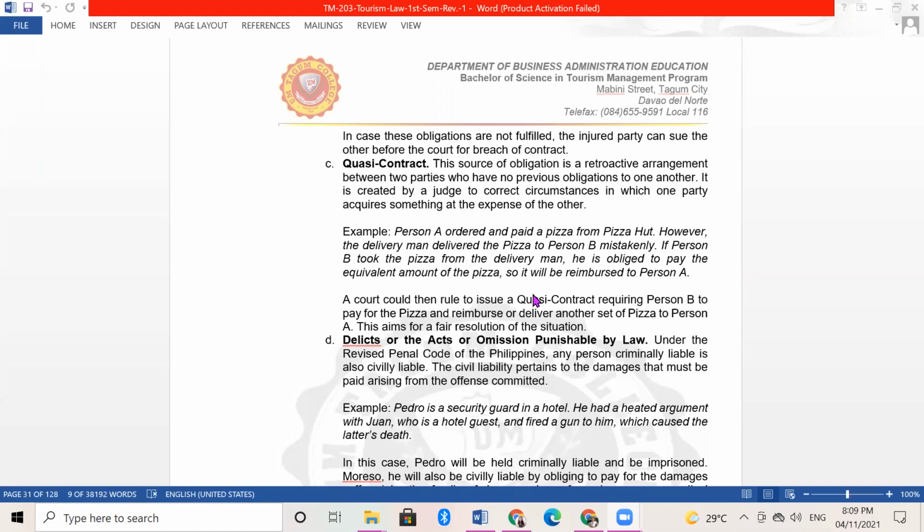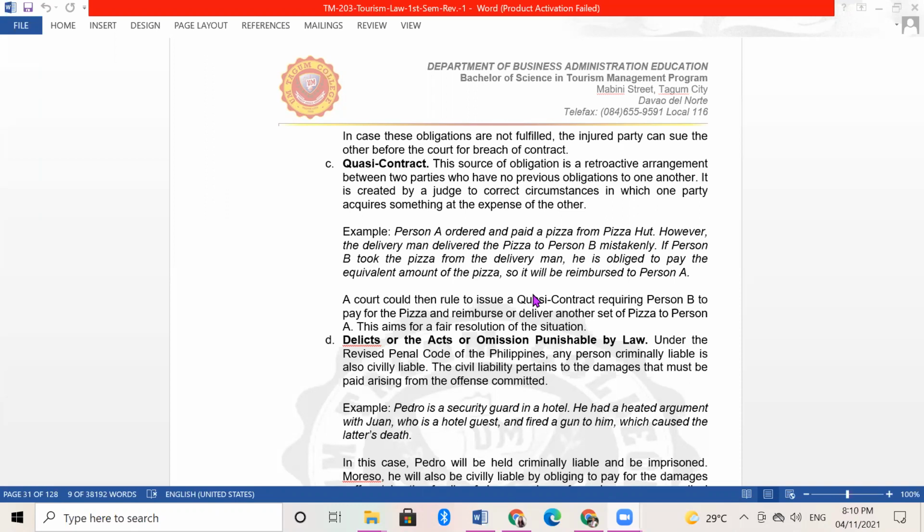It is created by a judge to correct circumstances in which one party acquires something at the expense of the other. So for example, person A ordered and paid for a pizza from Pizza Hut. However, the delivery man delivered the pizza to person B mistakenly. If person B took the pizza from the delivery man, he is obliged to pay the equivalent amount of the pizza. So it will be reimbursed to person A.